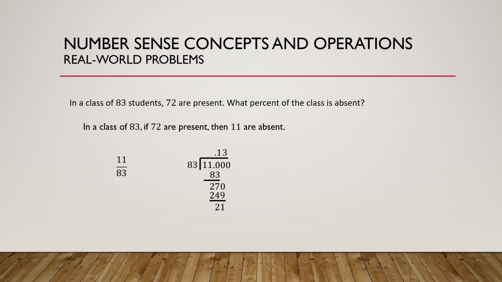Bring down our final 0. 83 goes into 210 twice. 2 times 83 is 166, which goes below 210 and subtract to get a remainder of 44. We can keep going until sufficient digits are calculated. For this case, rounding to the nearest single percent is appropriate, so our answer of 0.132 can be expressed as 13%.